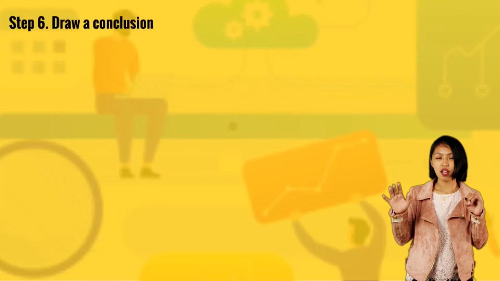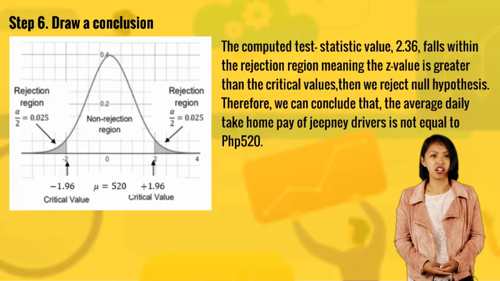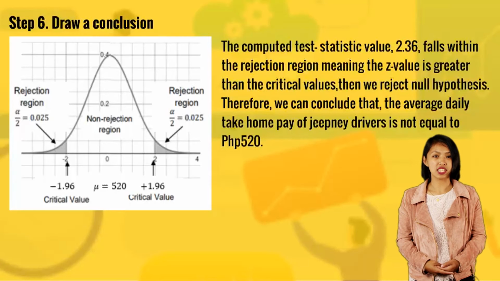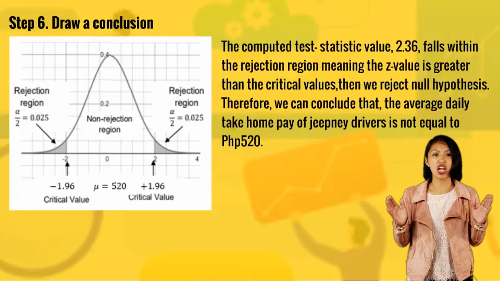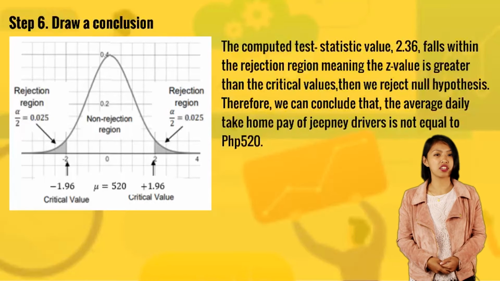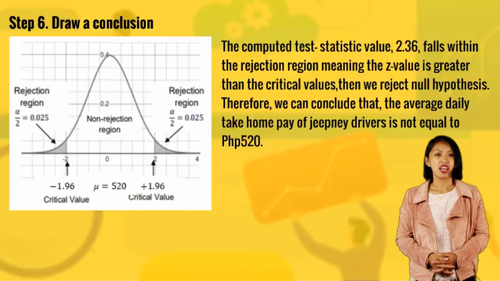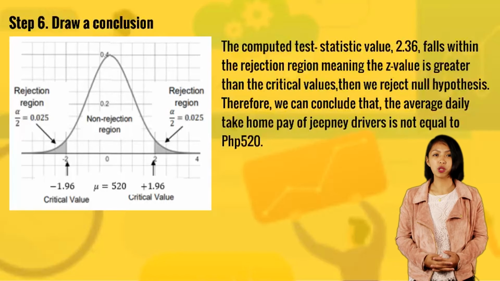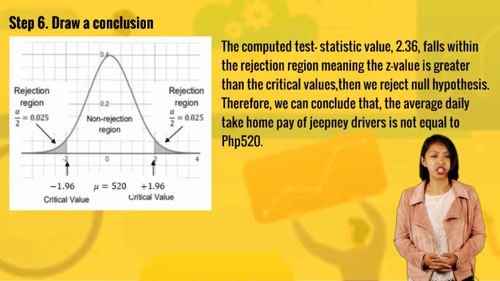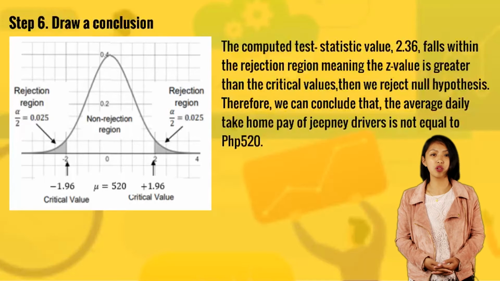Step 6. Draw a conclusion. The computed test statistic value 2.36 falls within the rejection region, meaning the z-value is greater than the critical values. Then, we reject the null hypothesis. Therefore, we can conclude that the average daily take-home pay of jeepney drivers is not equal to 520 pesos.